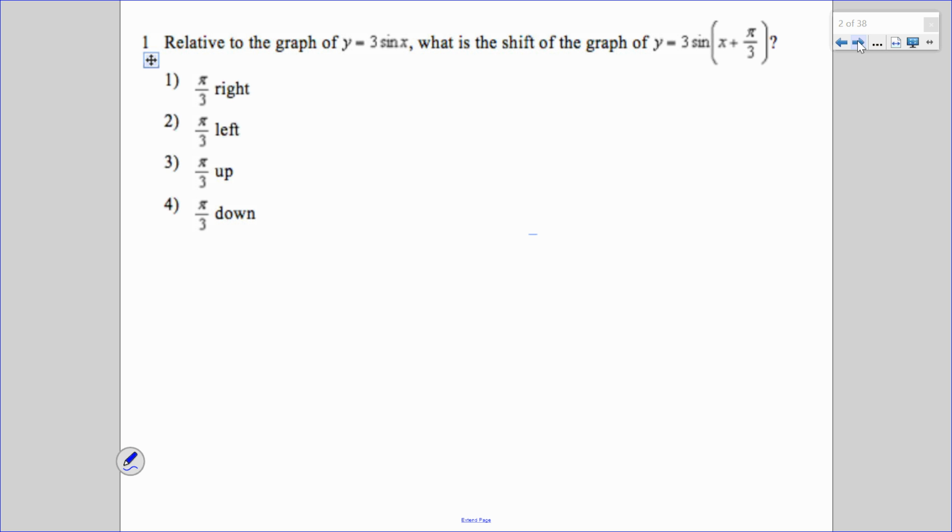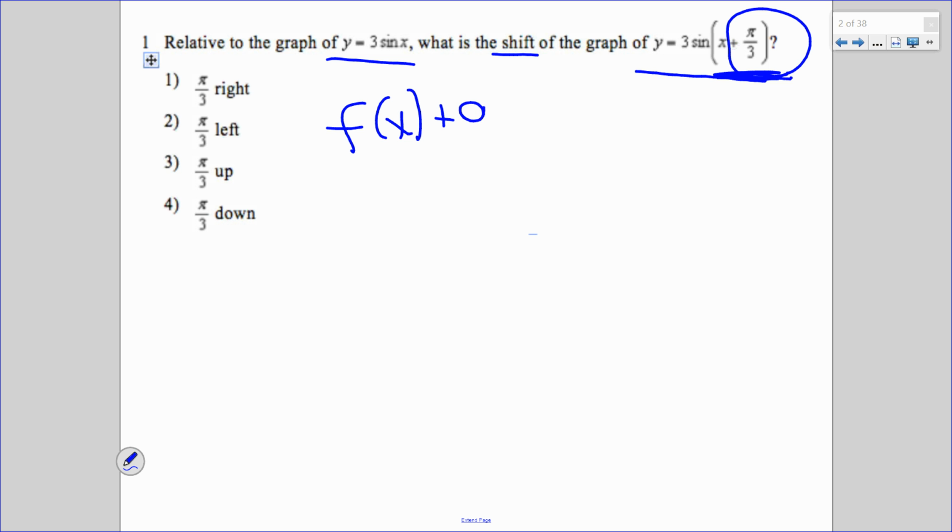So, let's get started. Relative to the graph of y equals 3 sine x, what is the shift of this graph? Well, what makes this graph different than the other? I see that the x has a plus 3. This is more of an Algebra 1 question. You have your translation rules from Algebra 1.